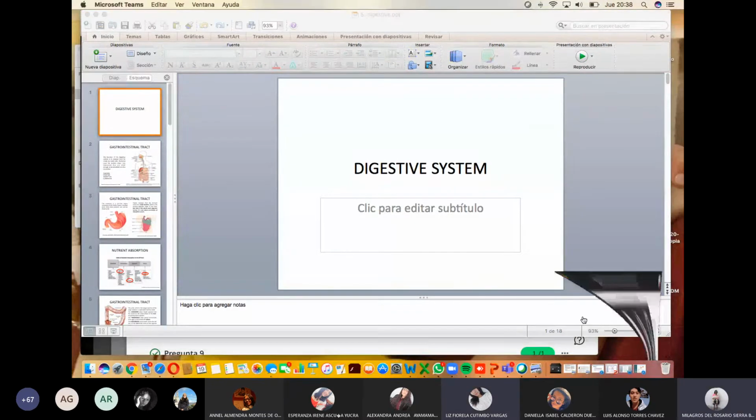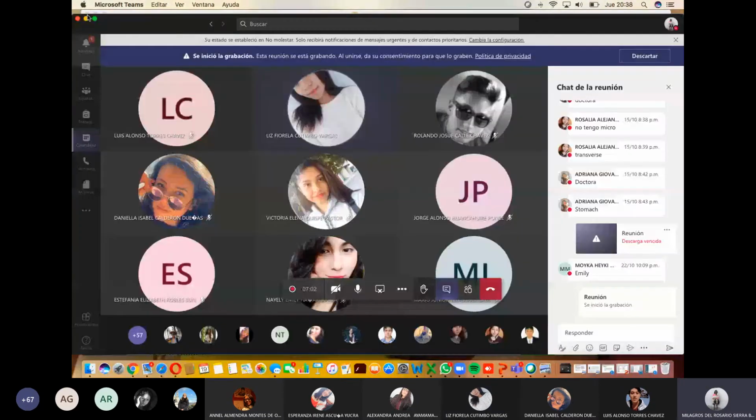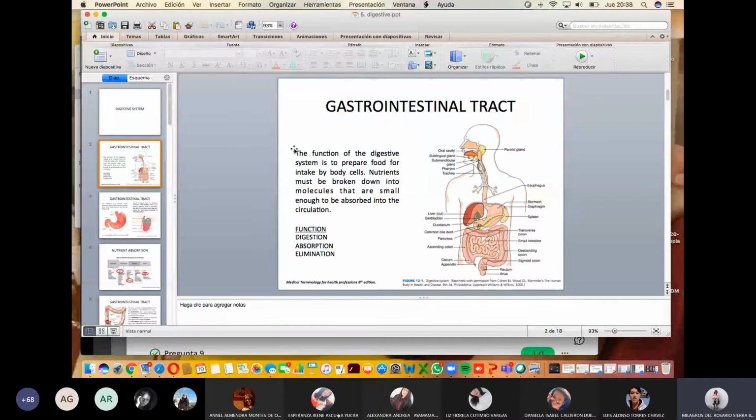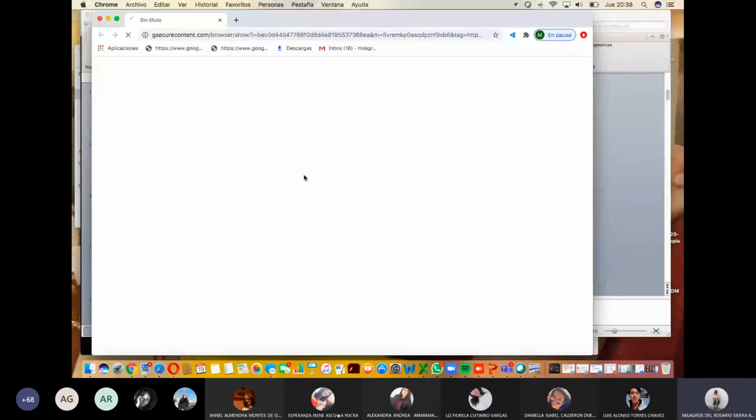Okay, so we're going to talk about the digestive system. Remember that the digestive system is also known as the gastrointestinal tract. The main function of this tract is the digestion, absorption, and elimination of nutrients.